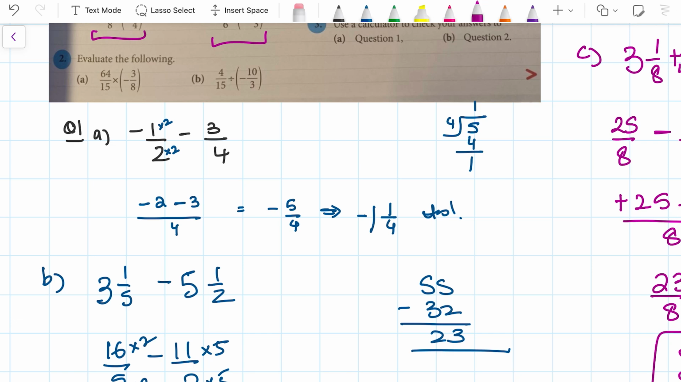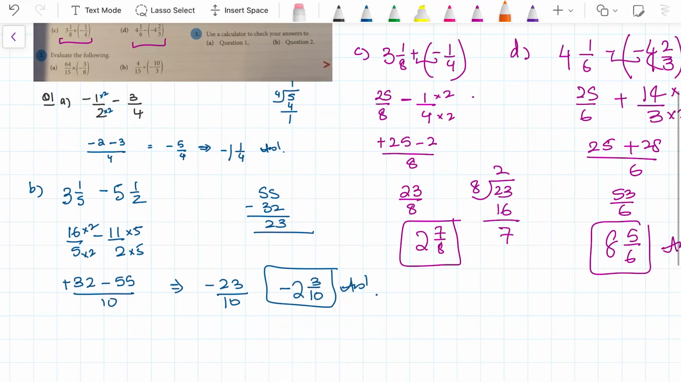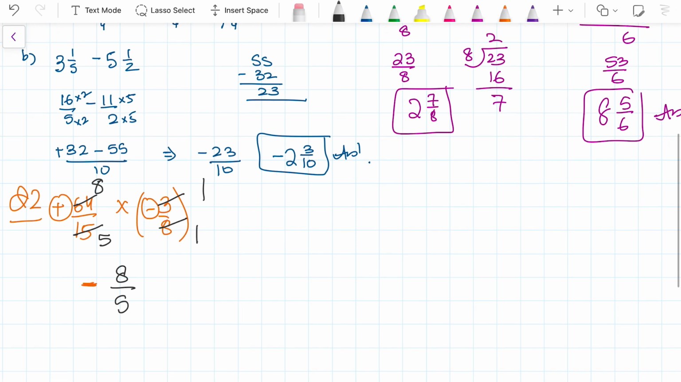Question number 2 involves multiplication and division. Question 2 says, I'll just copy down the question here. 64 upon 15 into minus 3 upon 8. Plus here and a minus here. The overall answer will be a minus. Let's start simplifying. 3 times 1, 3 times 5. 8 times 1, 8 times 8. So it will be an 8 upon. So minus 8 upon 5 is going to be your answer.